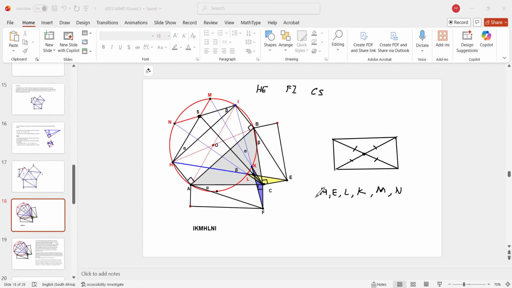So you have these 6 points which lie on the circle. All right. So now we've got our cyclic hexagon, and we can use our theorem to try to prove that the 3 points in question are concurrent.